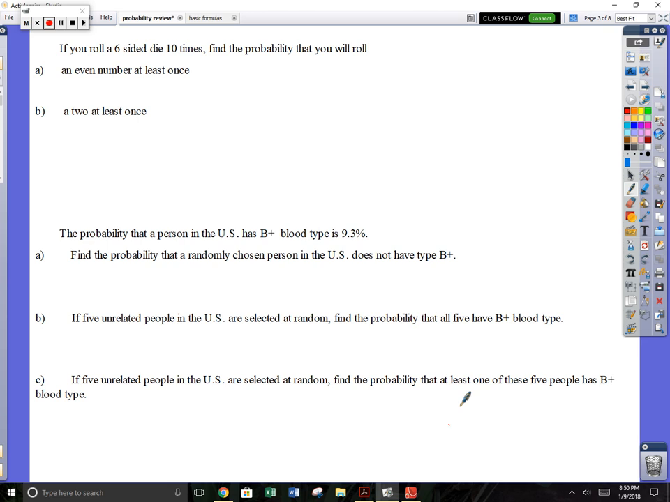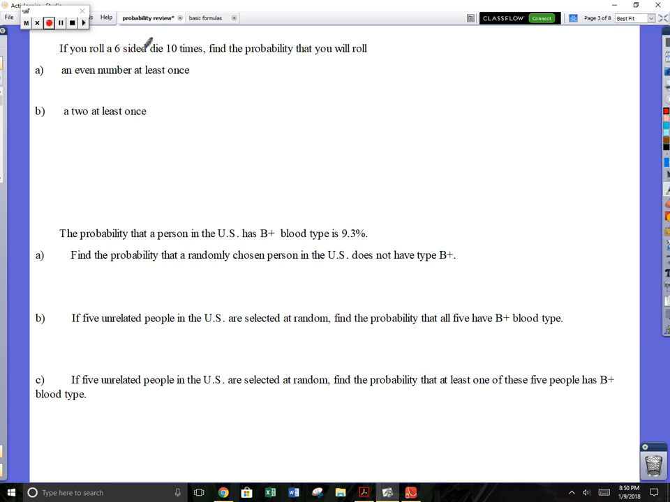Okay, if you roll a 6-sided die 10 times, so just one die, we're just going to roll, record the number, roll, record the number, roll 10 times. Find the chances that you will roll an even number at least once. So I put this on your note card. If "at least" ever shows up, this is how we're going to do it.